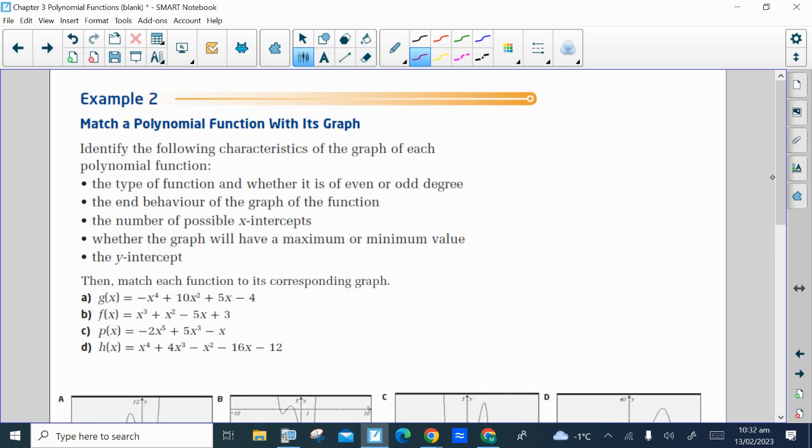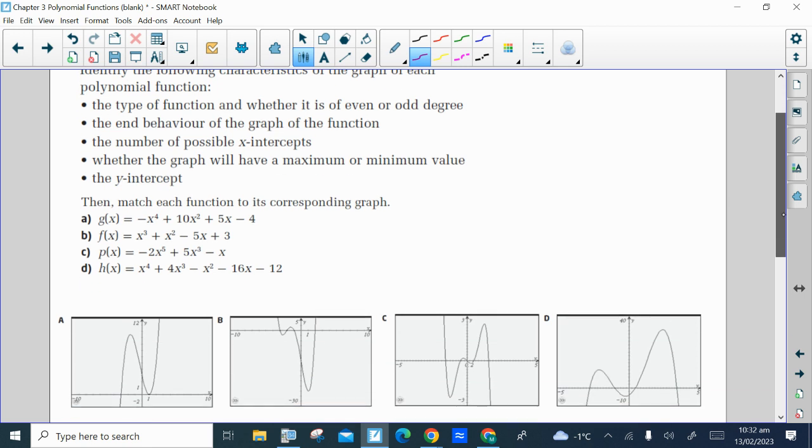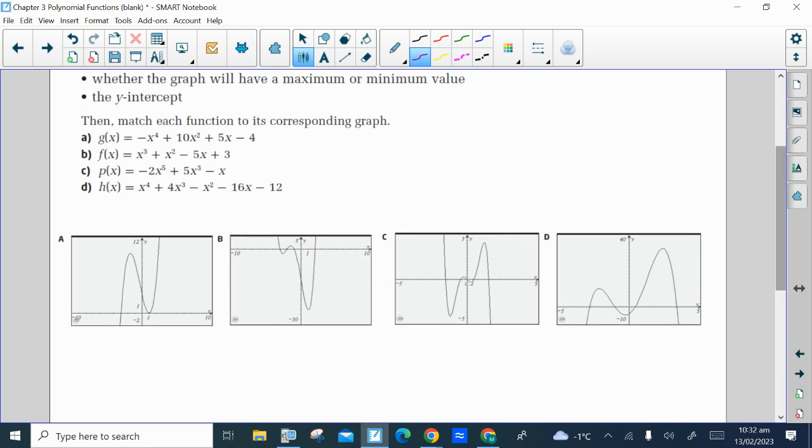So on this example, it says match a polynomial function with its graph. Identify the following characteristics of the graph of each: the type of function, whether it's even or odd, the end behavior, the number of possible x-intercepts, whether the graph will have a max or min value, as well as the y-intercept. Then match each function to its corresponding graph.